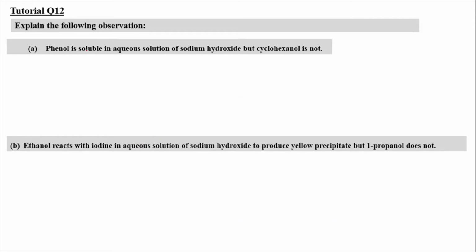Moving on to the next question, which is tutorial question 12, we have to explain the following observation. Phenol is soluble in aqueous solution of sodium hydroxide, but cyclohexanol is not. The best explanation is that phenol is the most acidic in comparison to alcohol, which is the least acidic.